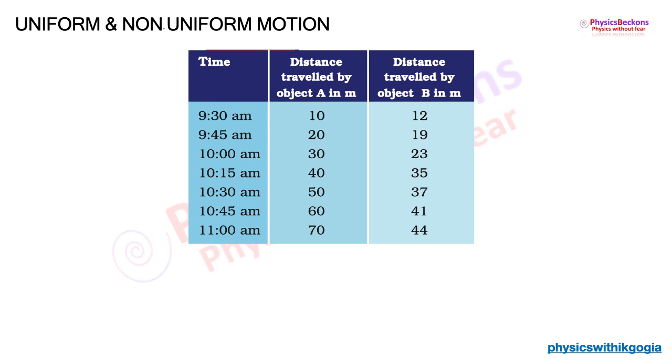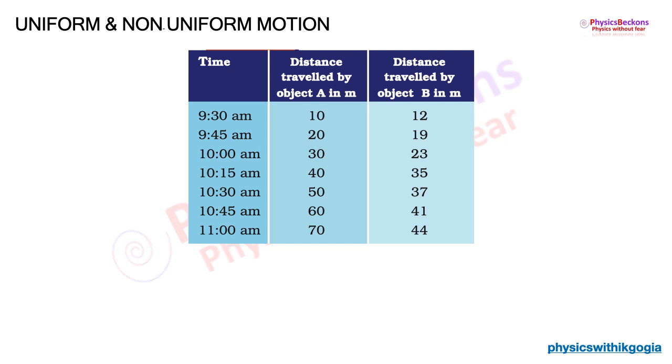Let's take the examples of motion from this table. There are two objects, object A and object B. The distances covered in different time intervals at different instances of time are shown in column A for object A and third column for object B. As you can see, if you look at the distance traveled by object A in meters, at 9:30 the distance was 10 meter, 9:45 20 meter, 10 a.m. 30 meter, and so on. That is, every 15 minutes the object is covering 10 meter. Such motion can be termed as uniform motion.